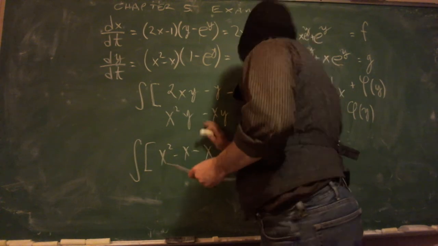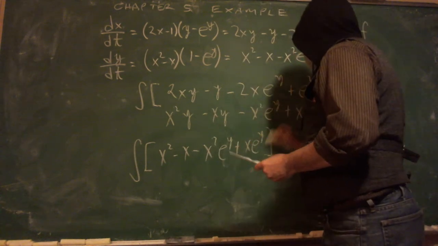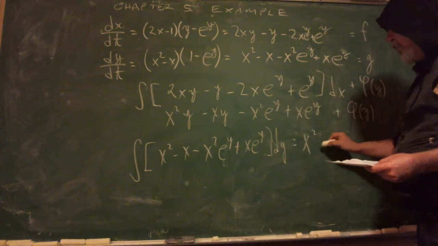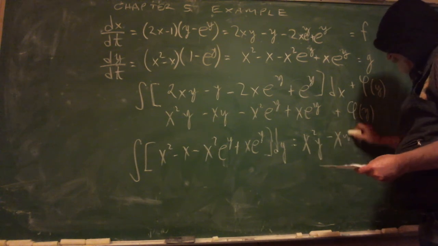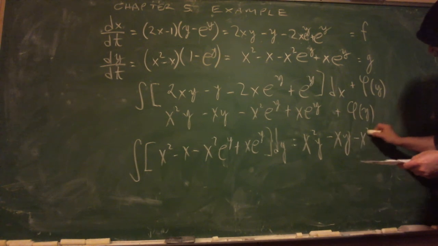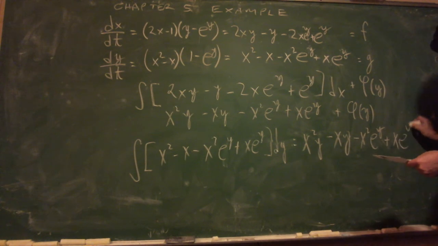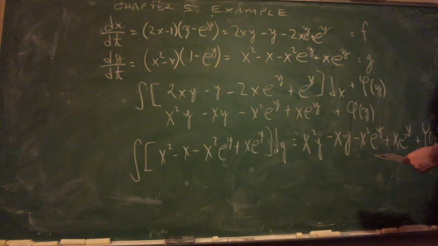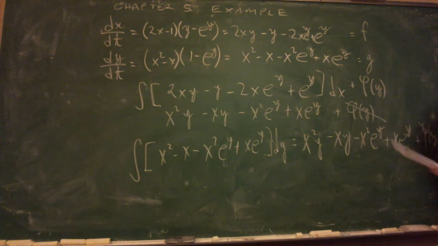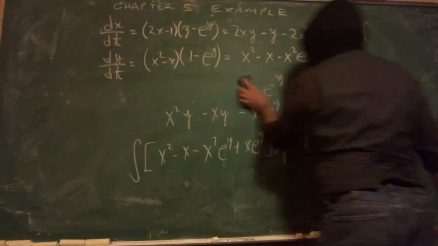I don't think we're going to have to worry about our adjusters, because it's 4 terms each, and everybody's playing nice with what we've got. I'm getting x squared y minus xy minus x squared e to the y and plus x e to the y. Plus a pure y piece, but there isn't any, because we have both of these things matching. All 4 terms match up. So we're done. This right here is my g of x, y.